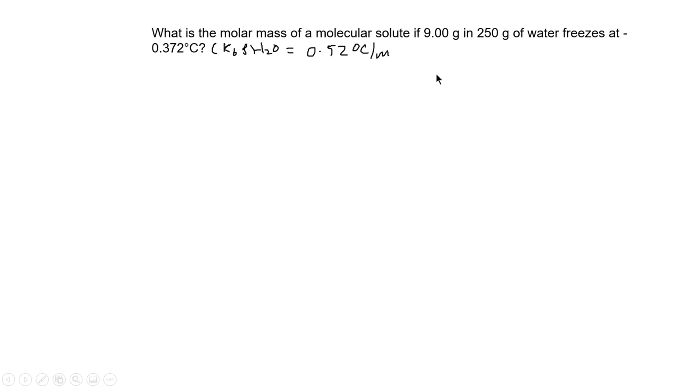Okay, so basically, let me just highlight the important aspects of this question. You're given the mass of the solute here. You're given the mass of the solvent here. You're given the freezing point, which is minus 0.372 degrees Celsius. And of course, importantly, you're given the K value for water, the boiling point. Actually, you're going to need the freezing point value.